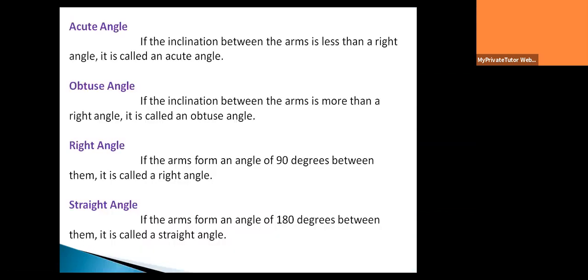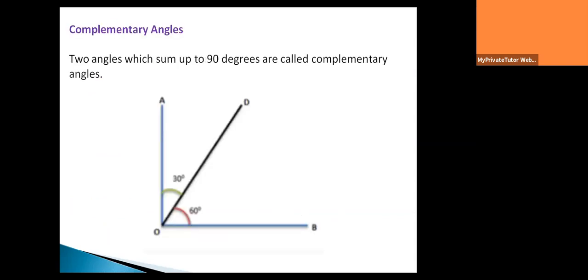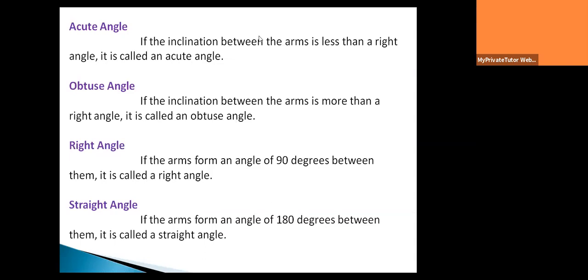I think these are definitions you might already know. What is an obtuse angle? What is an acute angle? Now let's learn about other types of angles. When we get other types of angles by using the relationship between the angles, instead of other types of angles, we can say relationship between the angles.